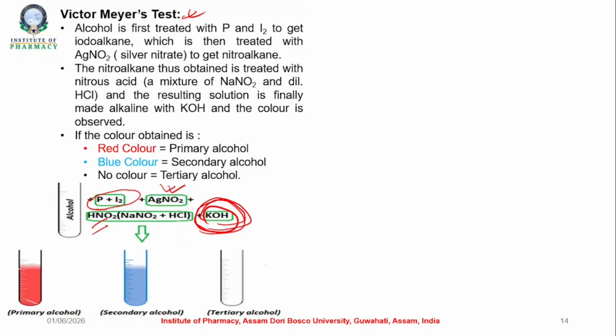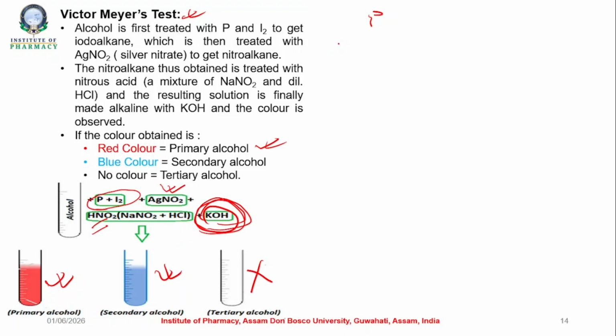The color change which will happen in the solution is different for different types of alcohol. For primary, the color obtained is red. For secondary, the color obtained is blue, and in case of tertiary, no color change is observed. So let us look at the reaction, taking an example of a primary alcohol.